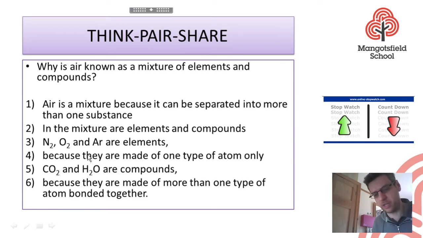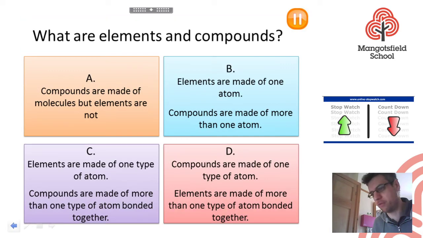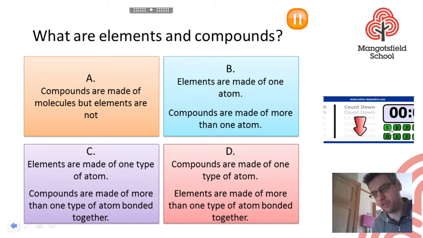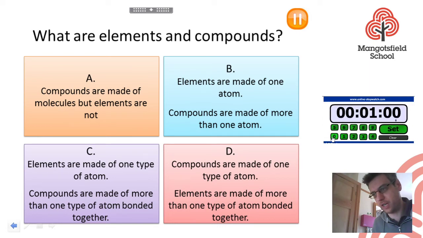When we do this in a minute for the writing task, try and make sure in your answer you include the meaning of the word mixture. It can be easily separated. The meaning of the word element and the meaning of the word compound. Try and use those meanings in your answer. Okay, right, one final question before we do the writing task. Have a read through the screen. Is the correct answer A, B, C or D?